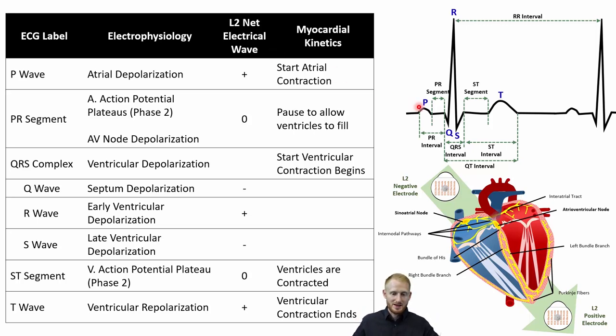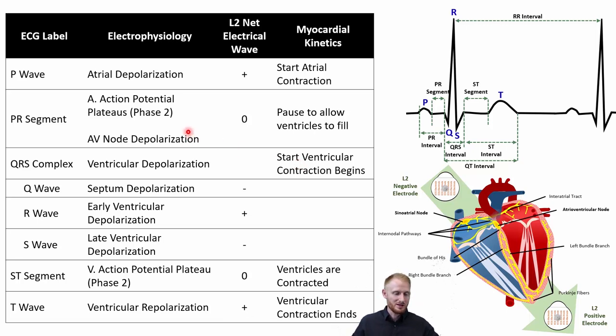All right, the next thing that we run into here is this flat segment that we call the PR segment, because it goes from the P wave to the R wave. Technically it's going to the Q wave, but we don't always see a Q wave, so we just call it the PR segment, because sometimes the Q wave's there, sometimes it's not. The PR segment means two different things are happening here.